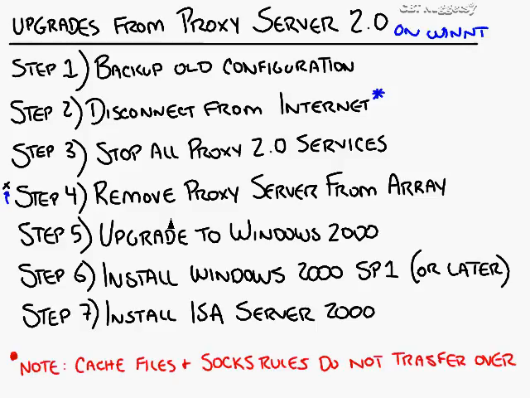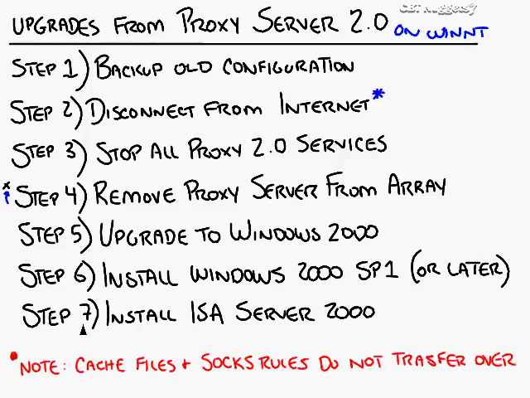Now, I'm not talking about blowing the server away and doing a fresh install of Windows 2000, because obviously your proxy server is blown away at that point and your settings will not move over. Step 6 is going to be installing Windows 2000 Service Pack 1 or later. You can upgrade to the latest and greatest Service Pack. You don't need to do any intermediary step. You can use the latest one and ISA Server will be just fine. But at least Service Pack 1 is necessary.